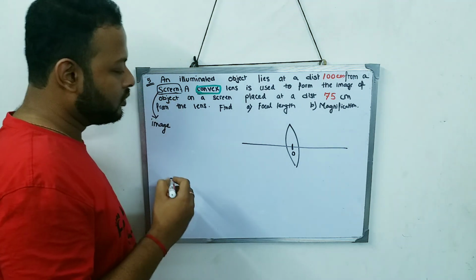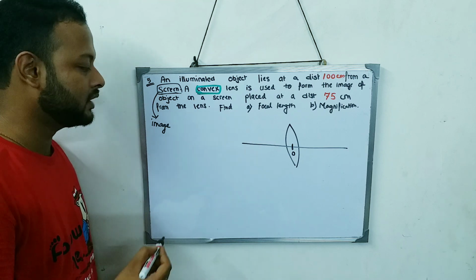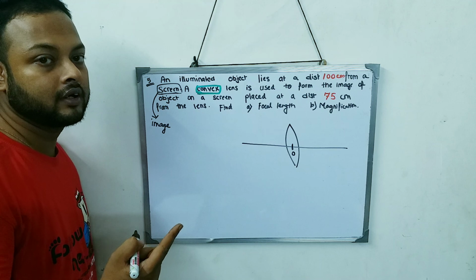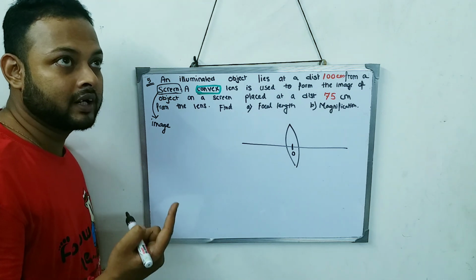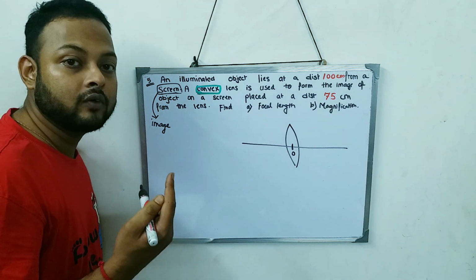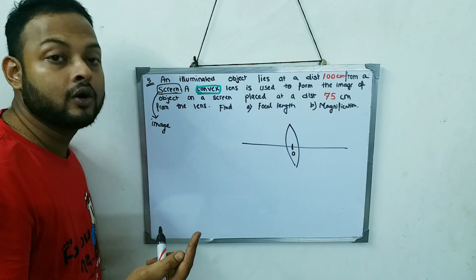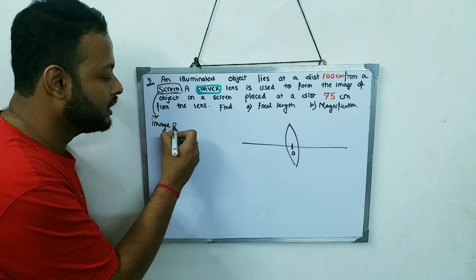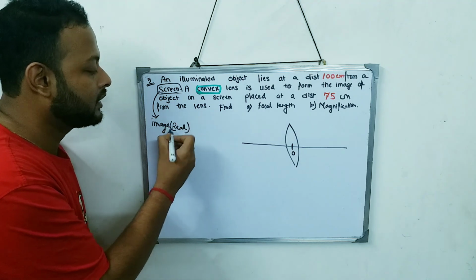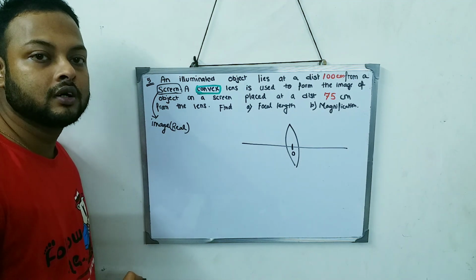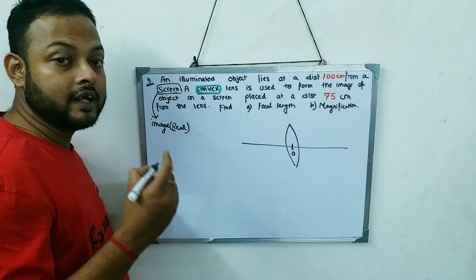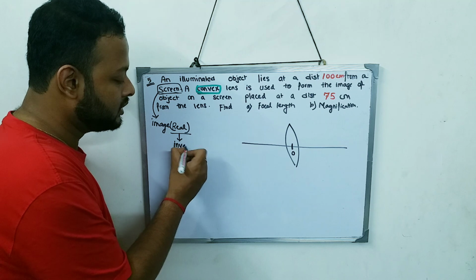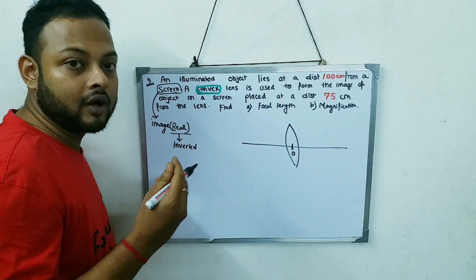Now also, in a screen, what kind of image do we get, a real image or a virtual image? Think of it. In a screen we can capture an image, and we can always capture a real image. So this image that we are getting is a real image. And real images are always inverted in nature. So these are the few things that you have to know from the question.